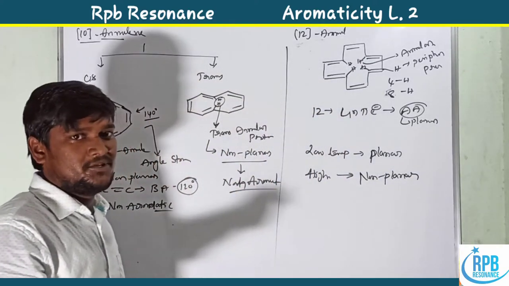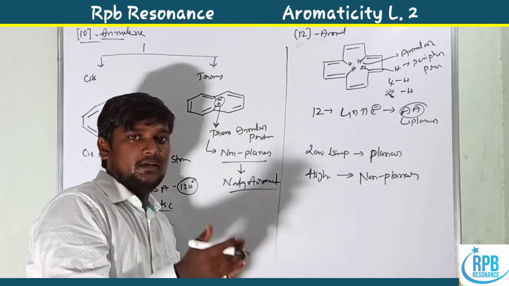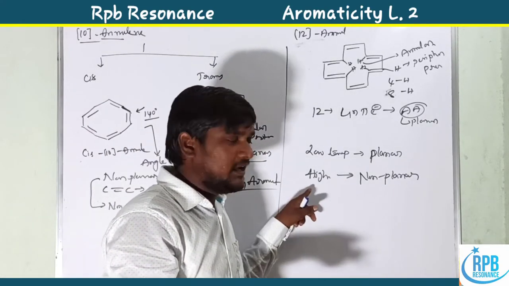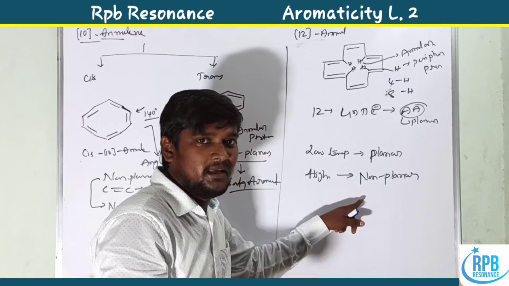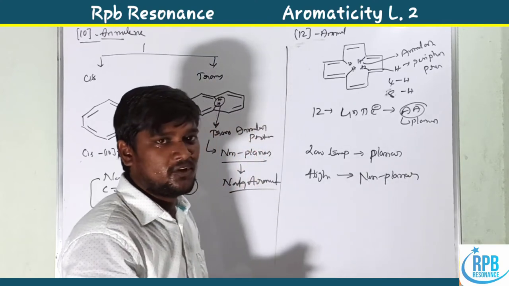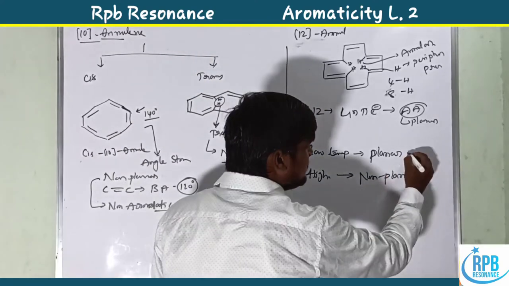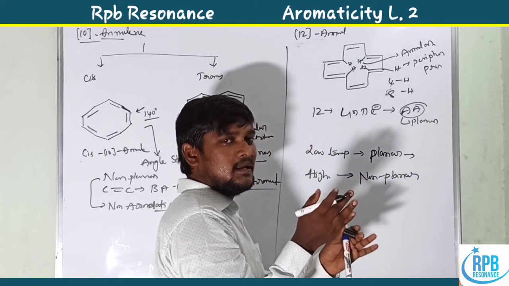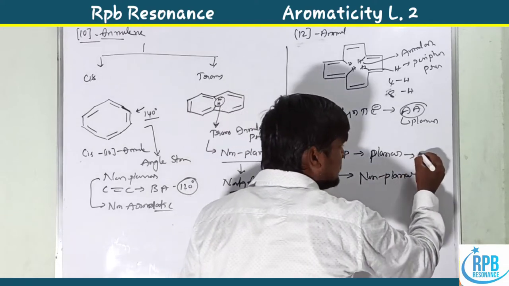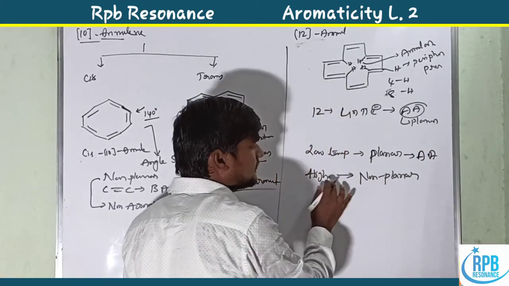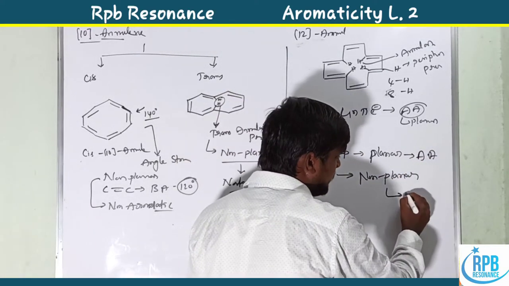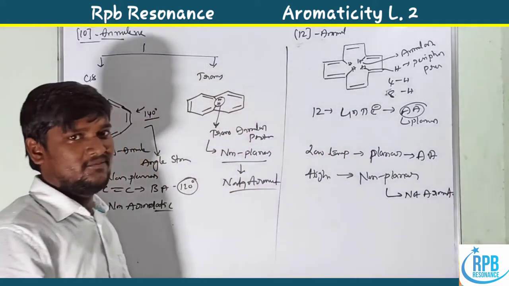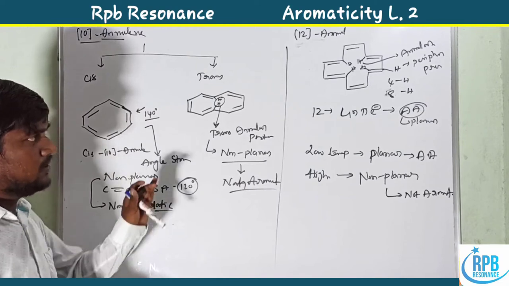Due to the higher temperature, the inner proton becomes the outer proton and the outer becomes the inner, so planarity will be lost and it is a non-planar molecule. At low temperature, it is the planar molecule with 12 pi electrons, a 4n pi electron system, so it is said to be anti-aromatic. At higher temperature, it is non-planar, so it is not aromatic. So this is the simple chemistry of the 10 annulene and the 12 annulene.